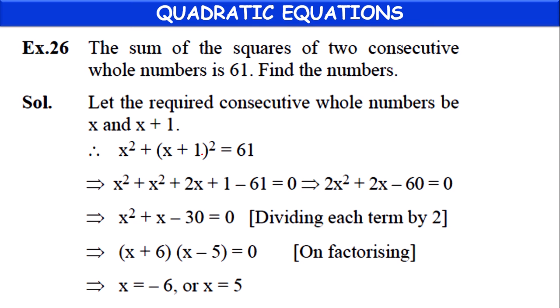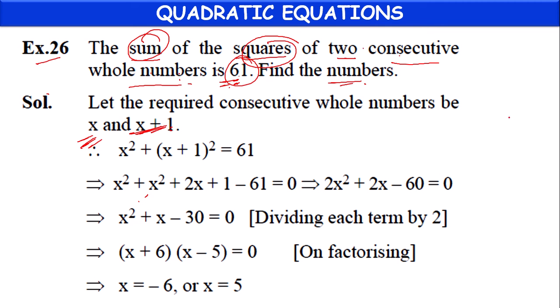Next, children, 26th one. The sum of the squares of two consecutive whole numbers is 61. Find the numbers. Let the whole numbers be x and x plus 1, because they have given consecutive whole numbers, means one after another. If one is x, the next one will be x plus 1.